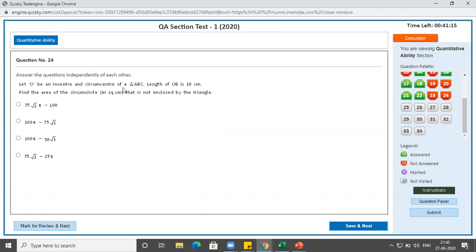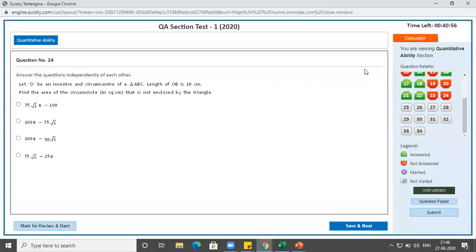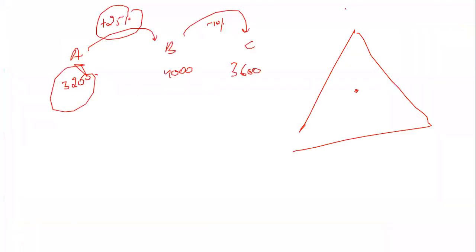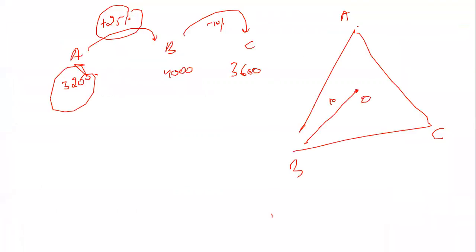Then let O be an incenter and circumcenter of a triangle. जब incenter और circumcenter same होते हैं, then it's an equilateral triangle I'm talking about. Length of OB is 10 centimeter. We can do this question. It seems easy. So एक triangle है, इसमें incenter और circumcenter दोनों same है. Length of OB, okay. This is A, B, C. Length of this OB is being talked about as 10 centimeter. Okay. Find the area of the circle that is not enclosed by the triangle.